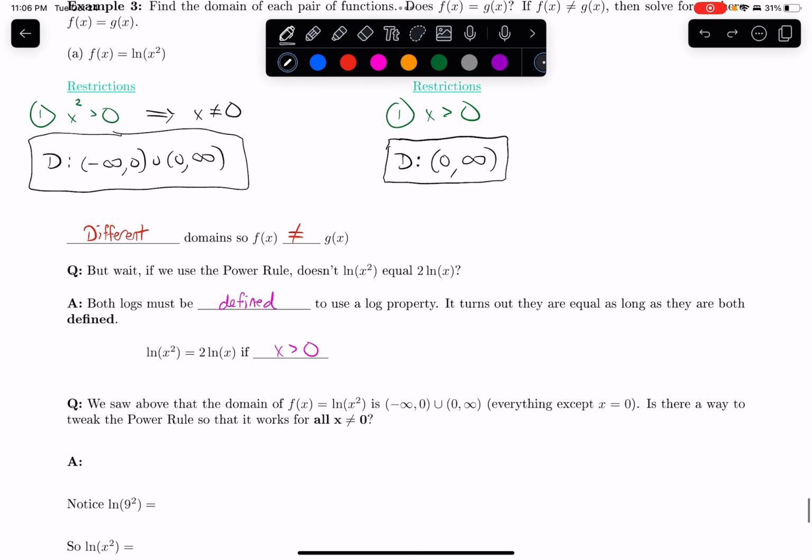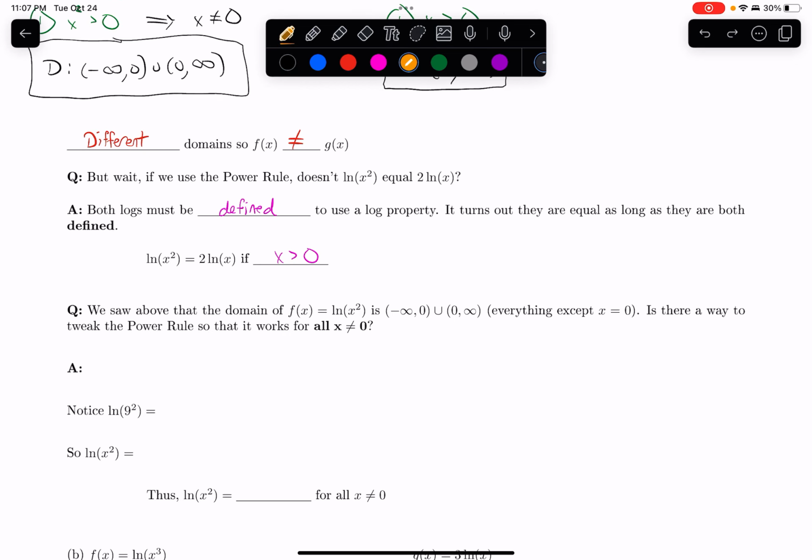Okay. So I can use the power rule, but only if this inside thing, the x, was bigger than 0, because that's what I need for this log. But then a question I might have is, we saw above that the domain of ln of x squared is everything except 0. So is there a way now to tweak the power rule somehow, adjust it so that it would work for everything in the domain, like everything except 0, including negative numbers? And the answer is yes, I can. Yes, but carefully.